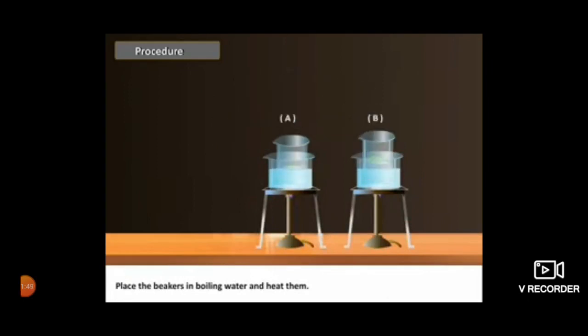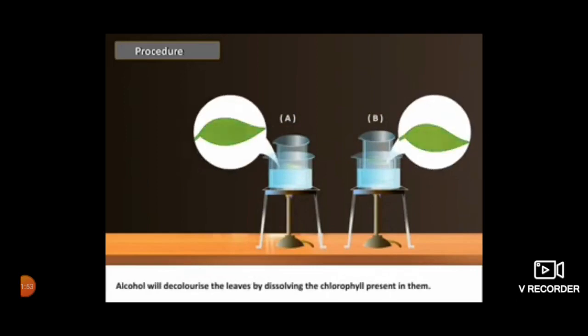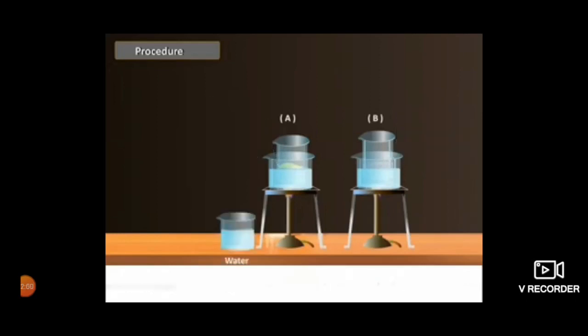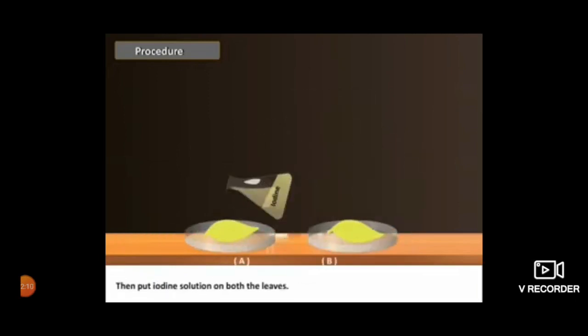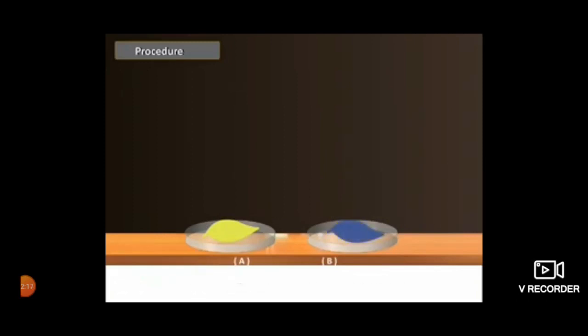Place the beakers in boiling water and heat them. Alcohol will decolorize the leaves by dissolving the chlorophyll present in them. Now, wash the leaves with water. Then put iodine solution on both the leaves. Check the leaves for the presence of starch by iodine test.